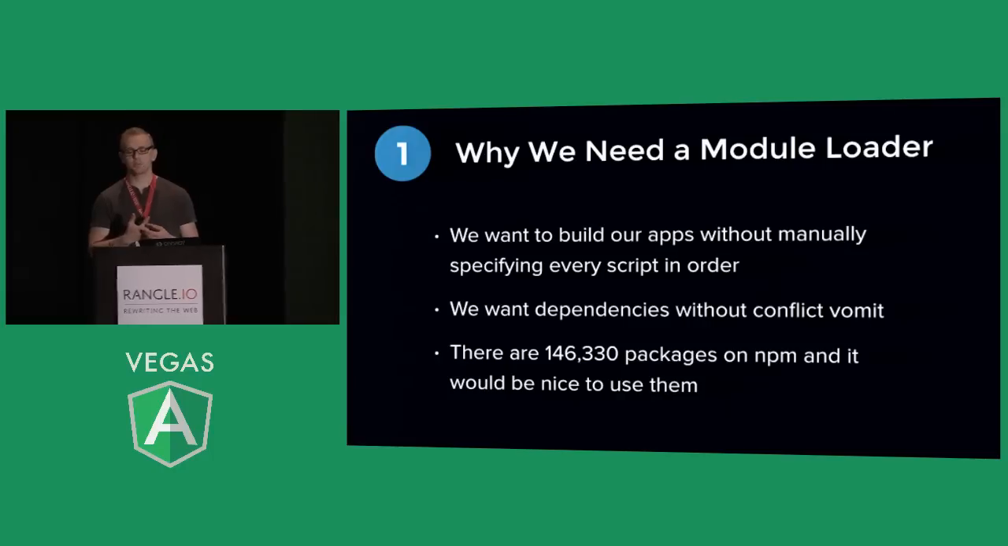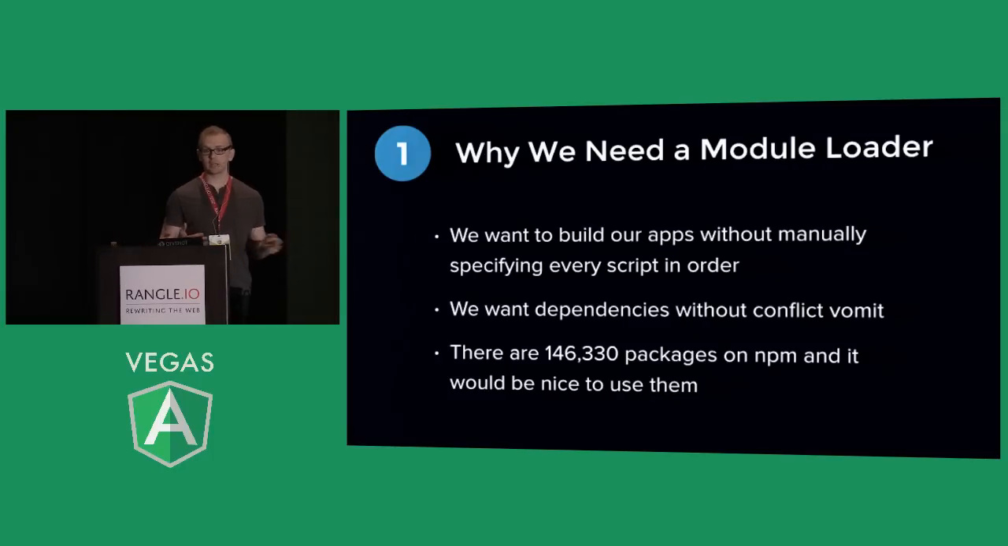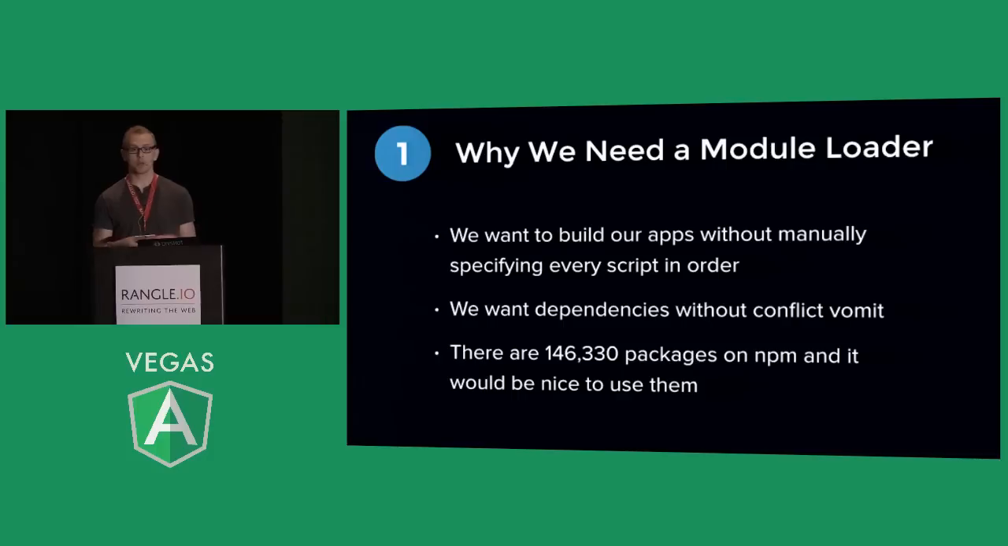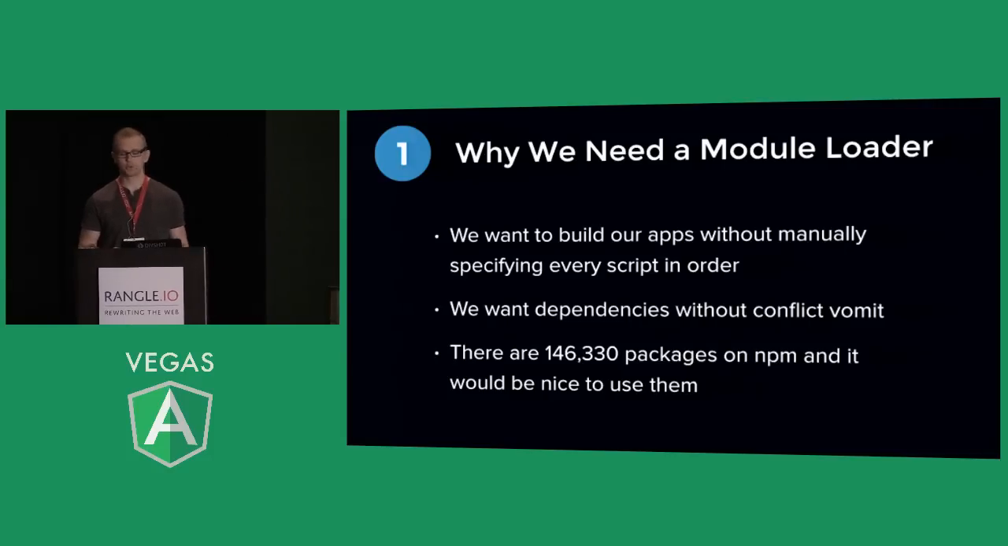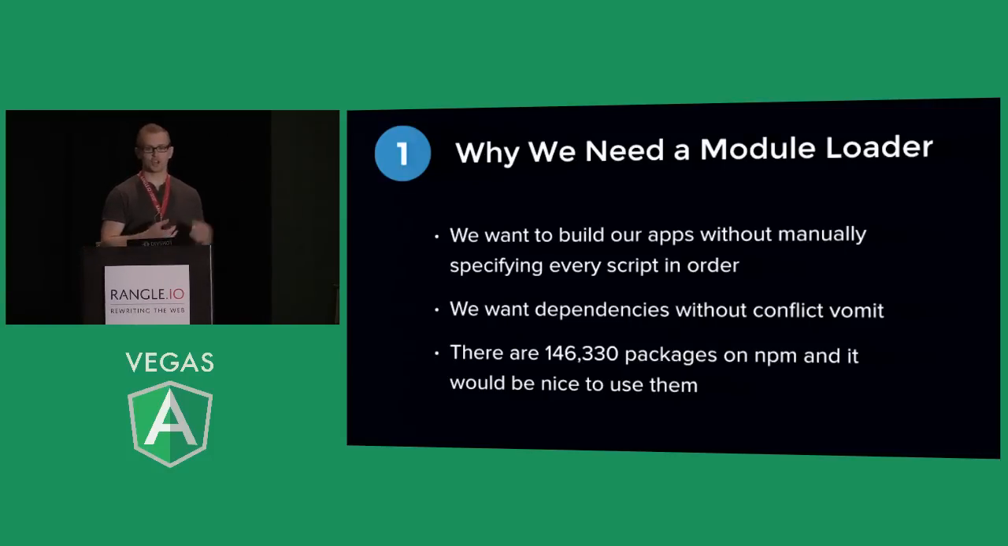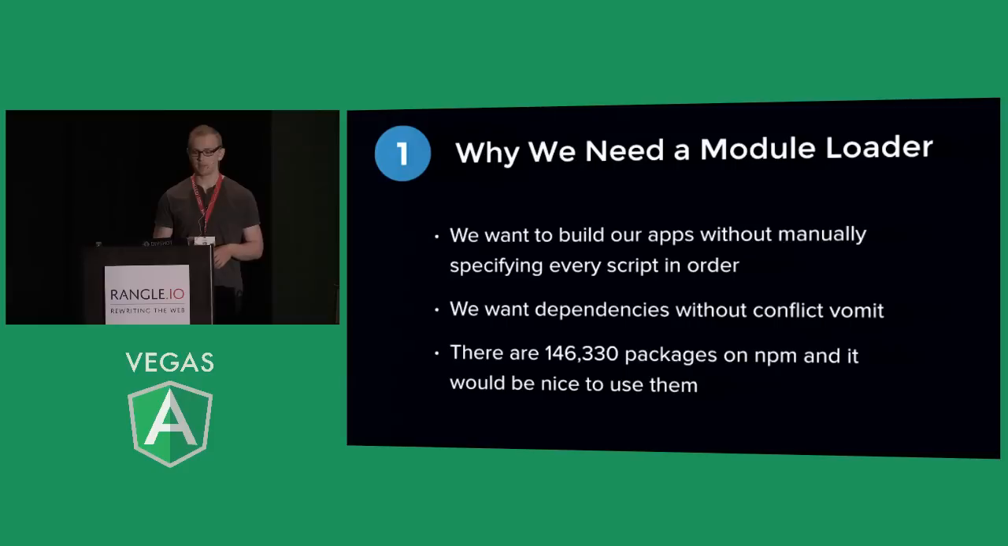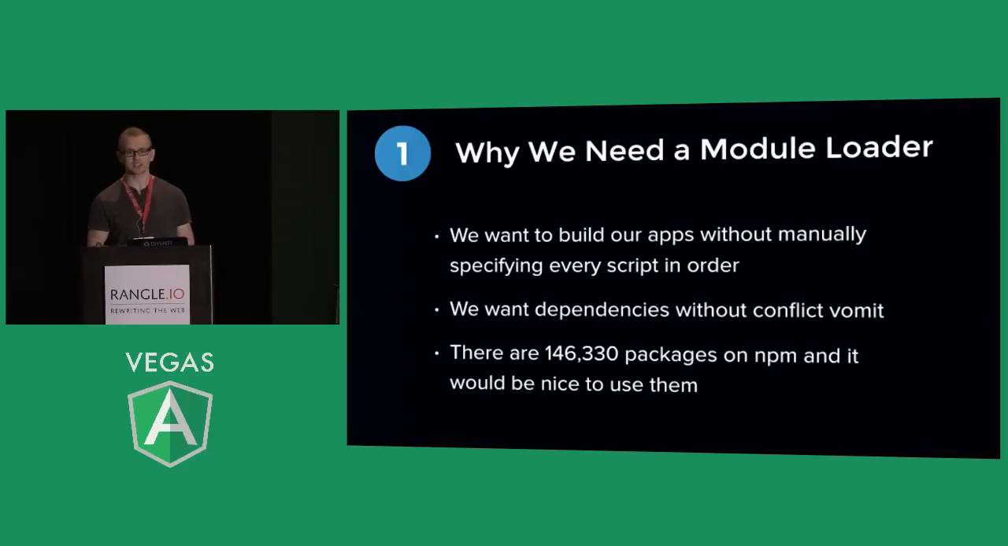Number two is we want dependencies without conflict vomit. So when two things conflict, I just want our package manager to deal with it. I don't want it to ask me. I don't want it to stop, because most of the time I have no clue why there's a conflict. I may need to investigate it later. So yes, we don't want Angular 1.2 and 1.3 in the same application. That makes no sense. But we're going to find that in unit testing. We're going to find that in all kinds of other places.